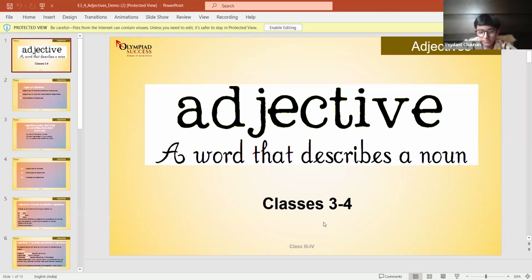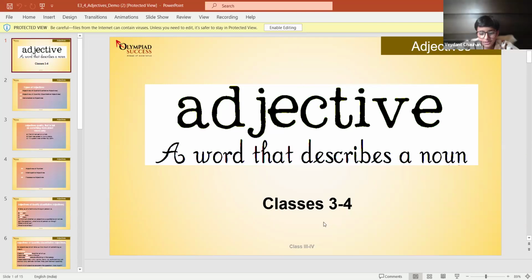Yes, they describe a noun. Great. So I will be sharing the screen and we will be going ahead with doing adjectives today. Can you see the screen? Yes. Great. So adjectives: a word that describes a noun.